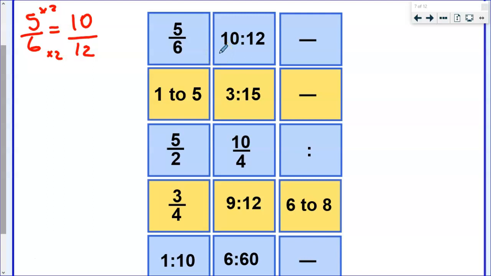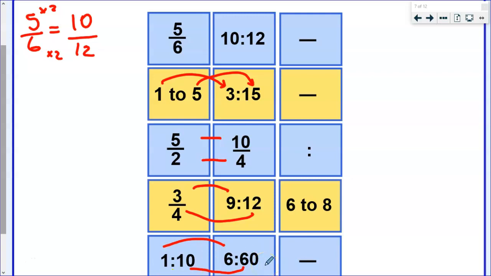Okay. 1 to 5 is the same as 3 to 15 because when you multiply both of them by 3, right? 5 halves is the same as 10 fourths. Again, multiply by 2, multiply by 2. 3 quarters is the same as 9 to 12. Multiply by 3, multiply by 3. And 1/10 is the same as 6 to 60. You multiplied by 6. Okay, so you'll have to go back to remembering equivalent fractions, which now can be changed to equivalent fraction ratios or even equivalent ratios down here.